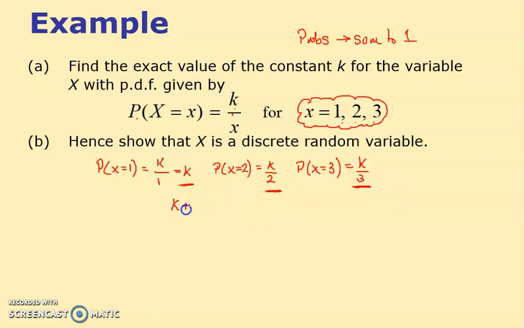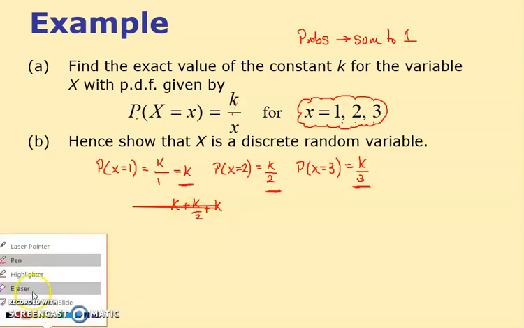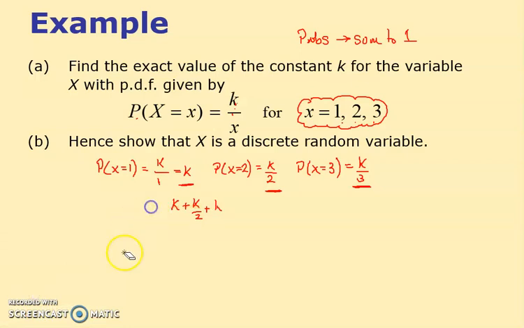So I can say that k plus k over 2 plus k over 3 equals 1. Now, to solve this, you take out k as a common factor. You times k by 1 to get that, you times it by a half to get that one, and you times it by a third to get that one. And the great thing about that is it's equal to 1.